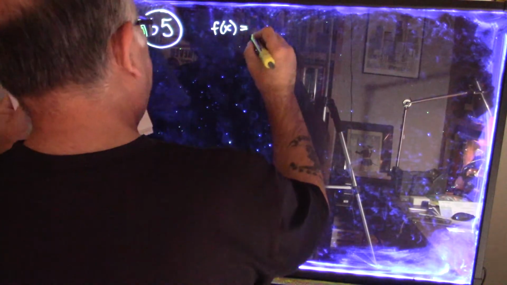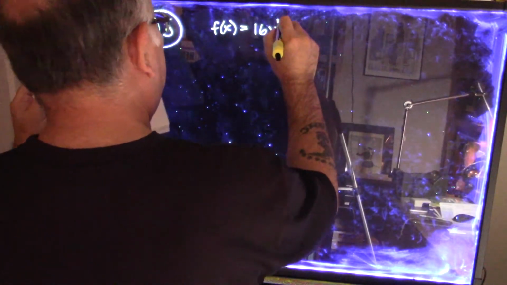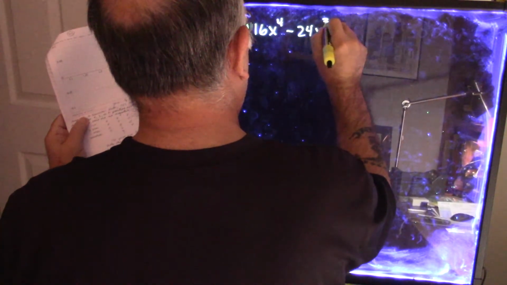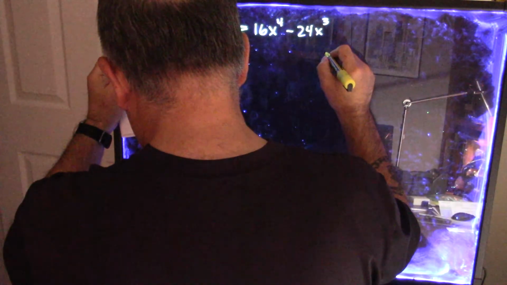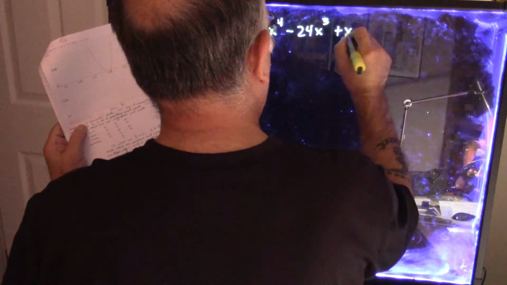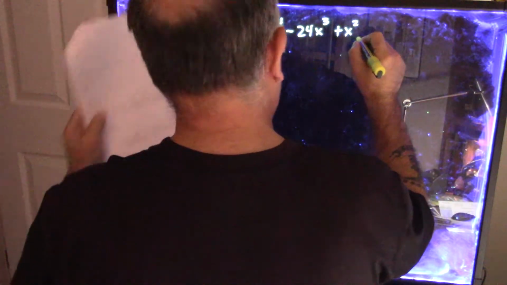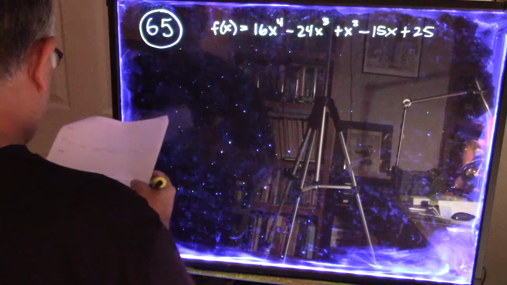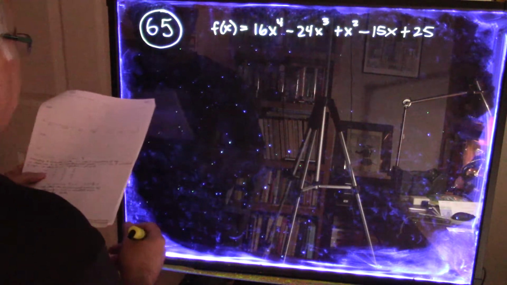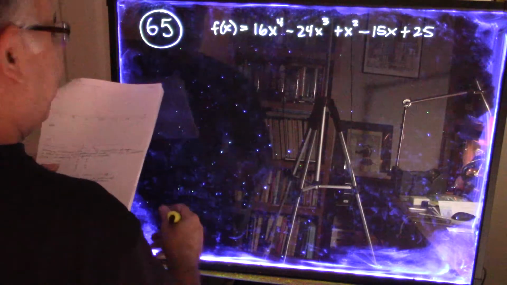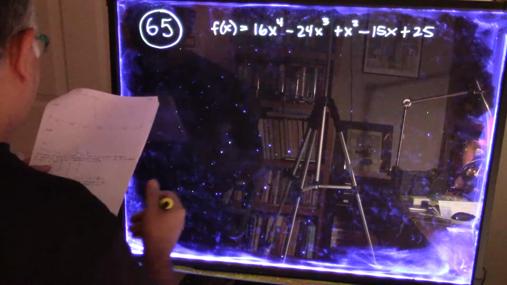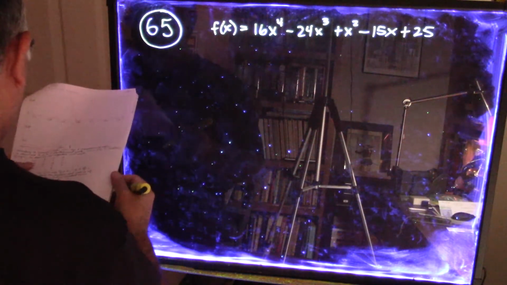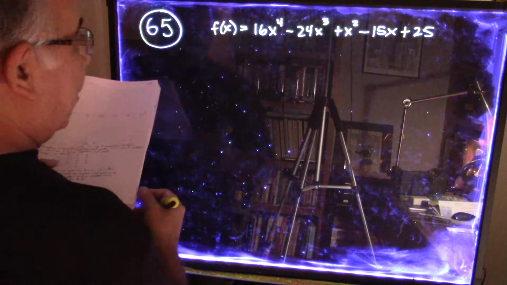f of x is 16x to the 4th minus 24x cubed plus x squared minus 15x plus 25. So, according to Descartes' rule, we have 4 variations of signs here in f of x. So that means there are 4, 2, or 0 positive real roots. Now f of negative x has no variations of sign, so there are no negative real roots.